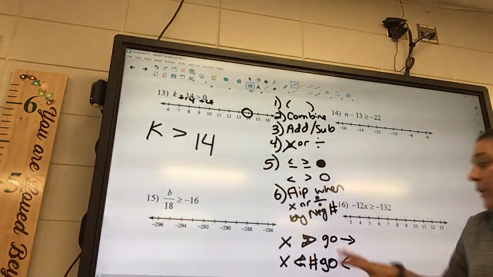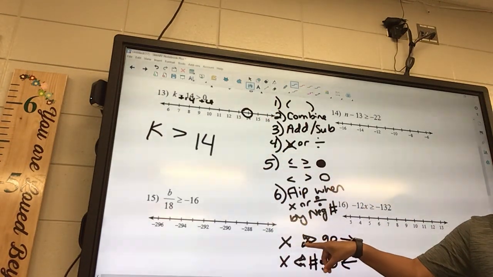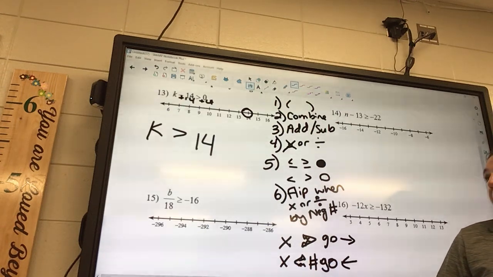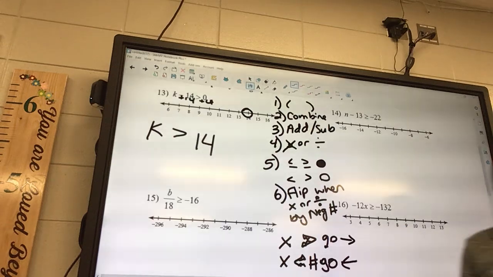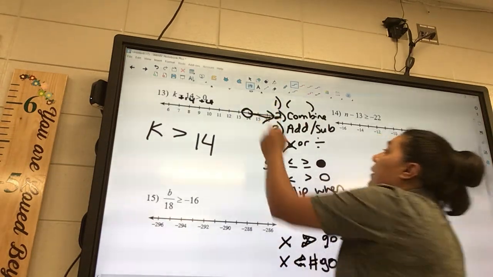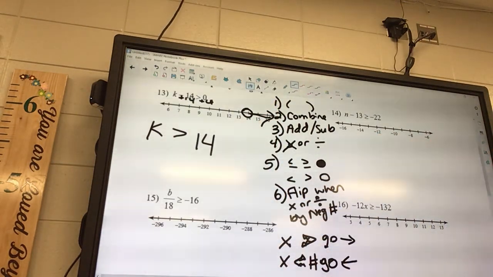Okay, and then if we read these little notes, is the alligator eating the X or the number? The X. So it says go which way? Right. Go to the right. Okay. What do I know my number has to be between? 6 and 16. Why 6 and 16? Because that's what it says on the thing.